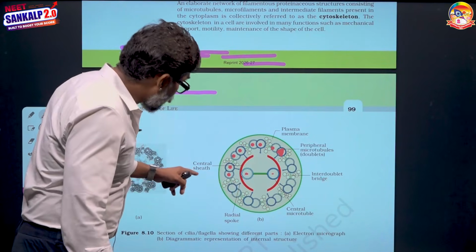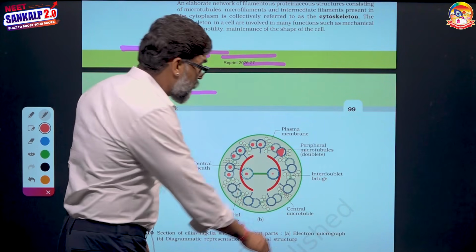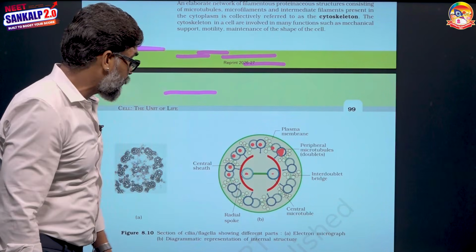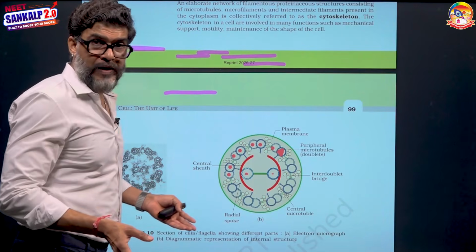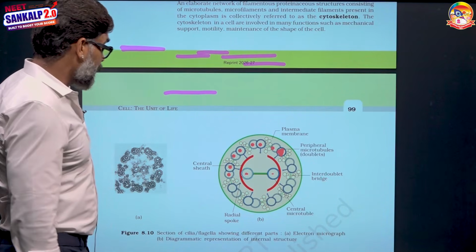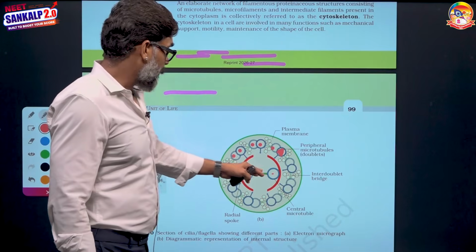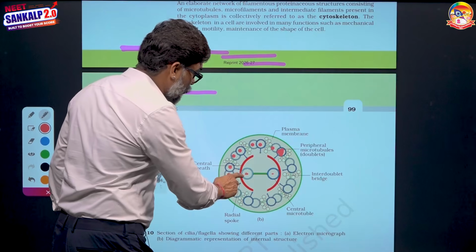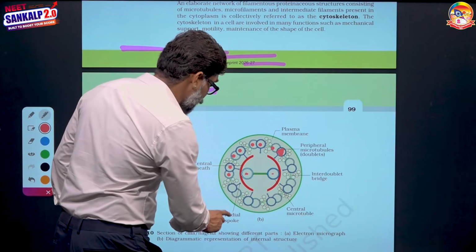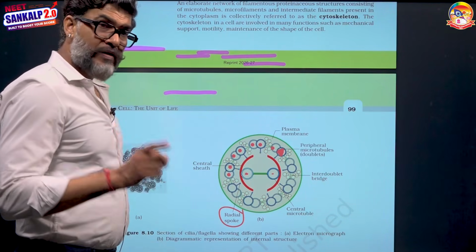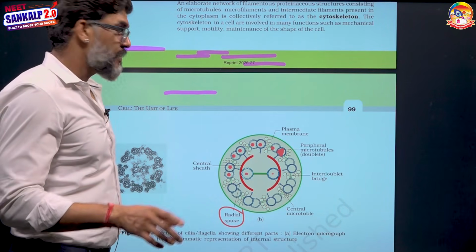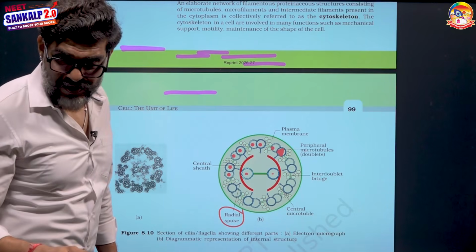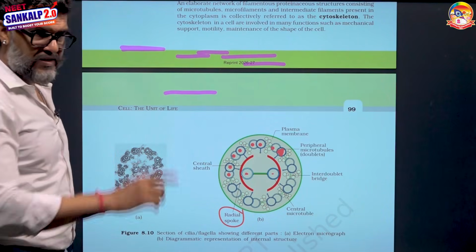Peripheral doublets also remain connected with each other, and that is called the interdoublet bridge. Central microtubules remain covered with the central sheath, and both central microtubules remain connected with a bridge. So here the central sheath and central bridge are present. Peripheral microtubules remain connected with the central sheath with the help of a structure called the radial spoke. So radial spoke, interdoublet bridge, and central bridge are the connecting structures for the microtubules, the outer 9 peripheral doublets and 2 central singlets. This is the structure of the axoneme.